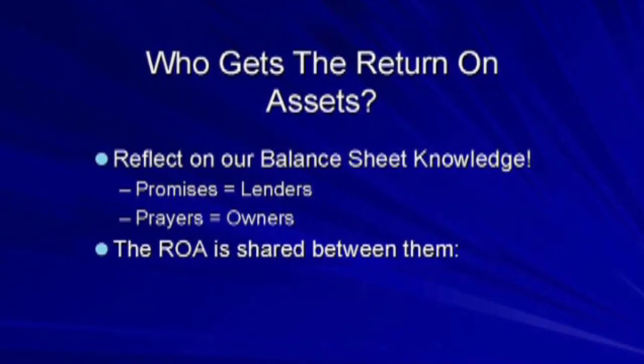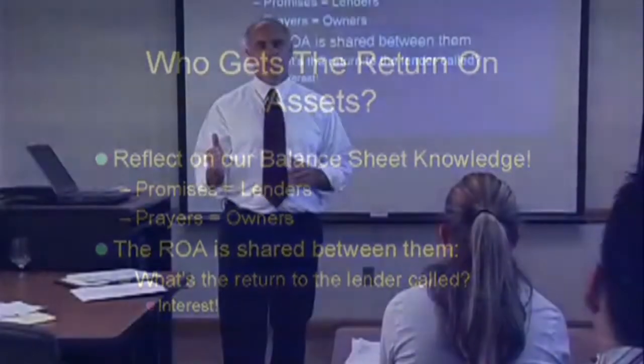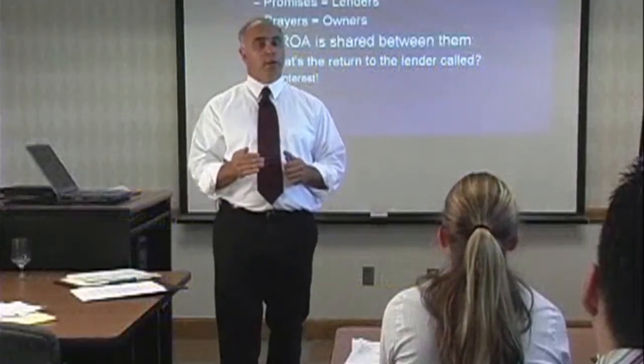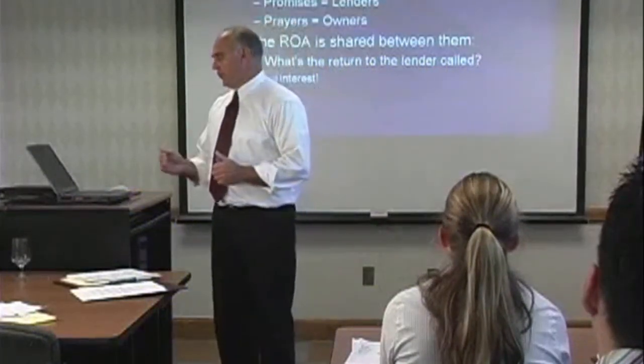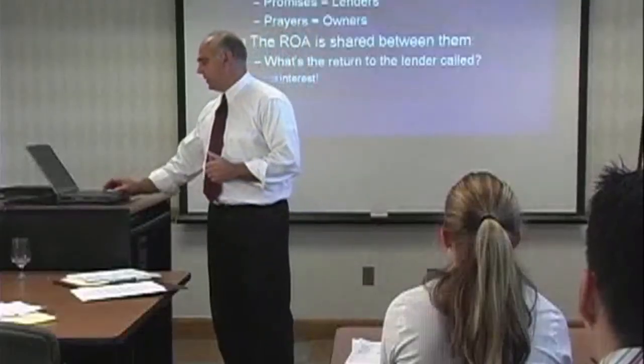What's the return to the lender called? Interest. And we know by looking at the financial statements for each quarter that we have been paying the lenders for the use and enjoyment of their money over time. That's interest. We know that we've been fulfilling the principal reduction obligation by looking at the reduced value of the long-term debt and the capitalized lease on the balance sheet each quarter.